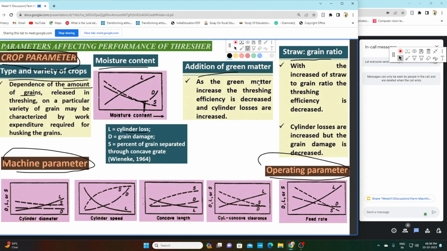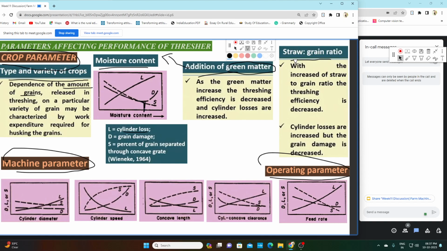Third is addition of green matter. Whenever we are adding green matter, the moisture content will increase, and as the moisture content increases, the threshing efficiency or S will decrease, and cylinder loss will increase. So this is totally related to moisture content, because whenever green matter increases, the moisture content increases, and whenever moisture content increases, you can see over this graph.